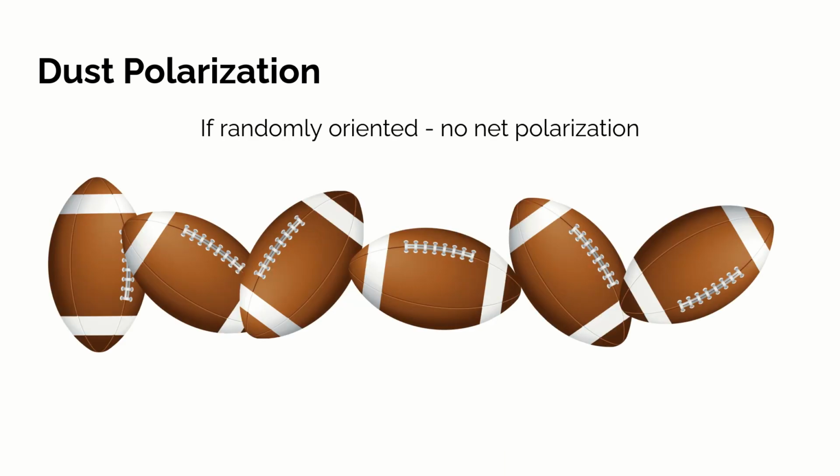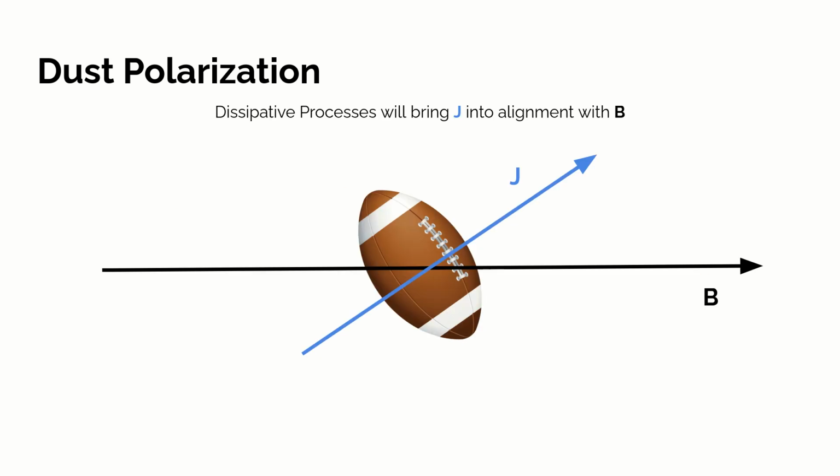But if all of these oblate or prolate grains are randomly oriented, we will get no net polarization. However, dissipative processes will bring the angular momentum vector into alignment with a magnetic field vector, and if there are many grains that are aligned together, we will get a net polarization.